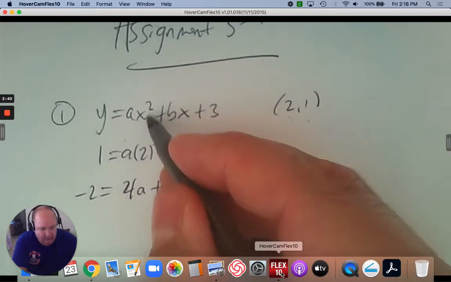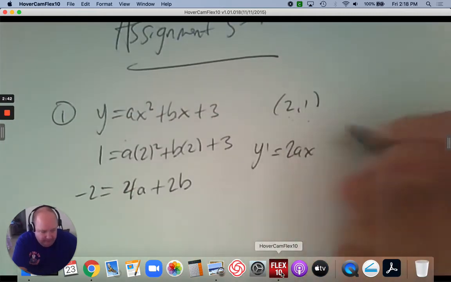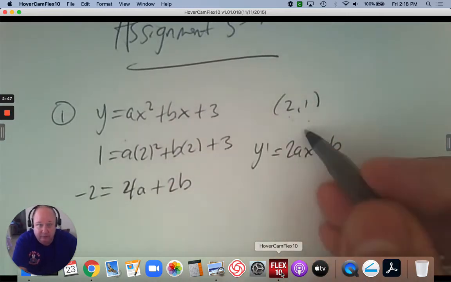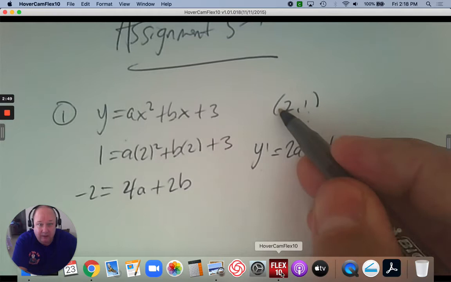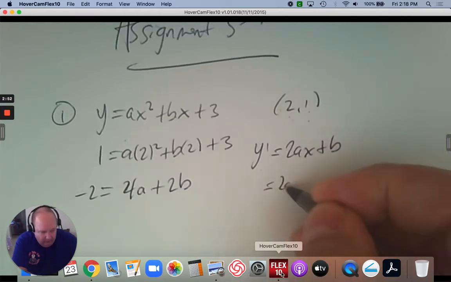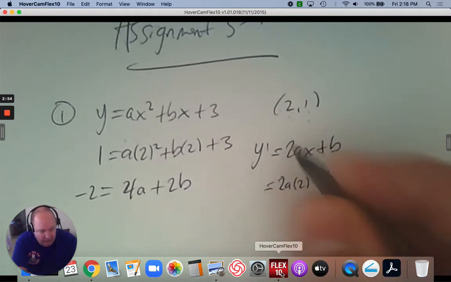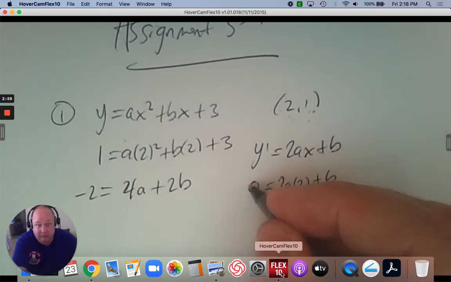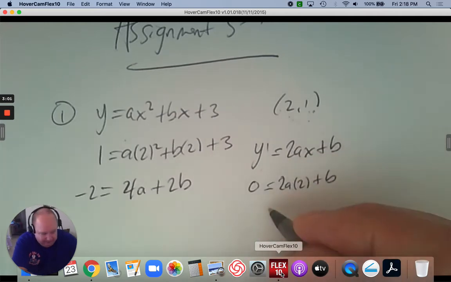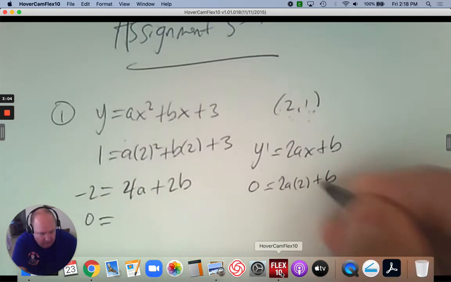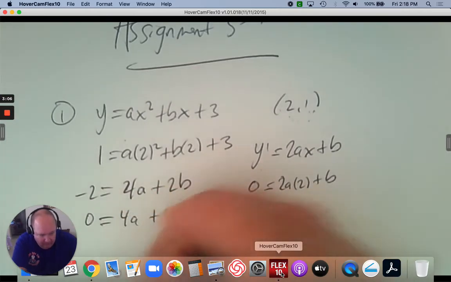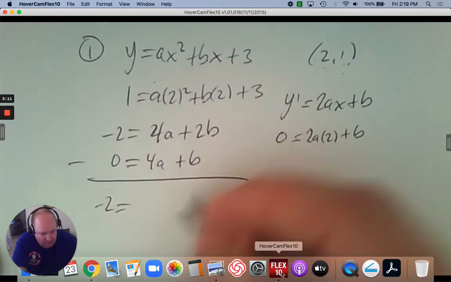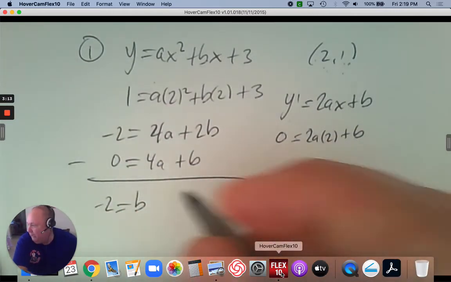Next, I'm going to take the derivative, and I'm going to have 2ax. And then the derivative of bx is just b. The derivative of 3 is 0. Now for this one, I'm going to plug in the x value, which is 2, but I'm going to make it equal not to the y coordinate, but to 0. So when you take the derivative equal to 0, that's what gives you the minimum. So I have 0 equals 4a plus b. I'm going to subtract to eliminate the a's. That's negative 2. So b is equal to negative 2.